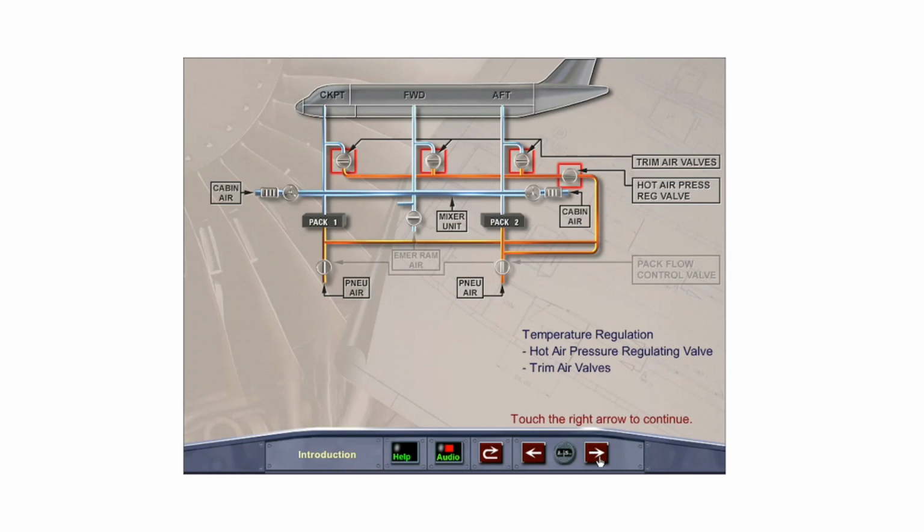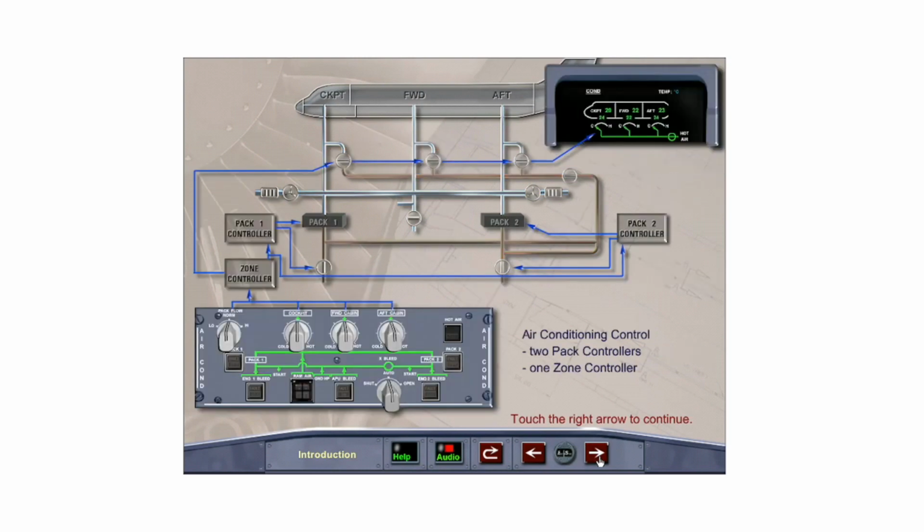The conditioned air from the mixer unit is temperature regulated by the hot air regulating valve and trim air valves, which use hot pneumatic air tapped upstream of the packs. The air conditioning system is controlled automatically by 2 pack controllers, 1 for each pack, and a zone controller.